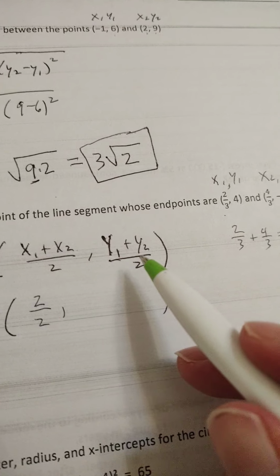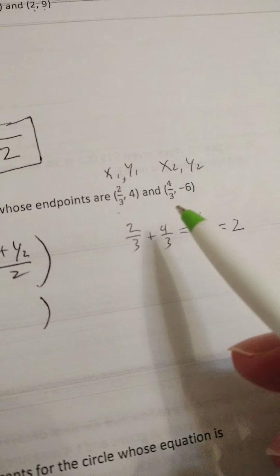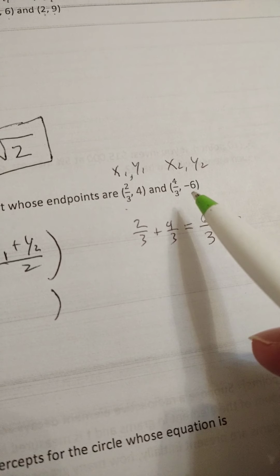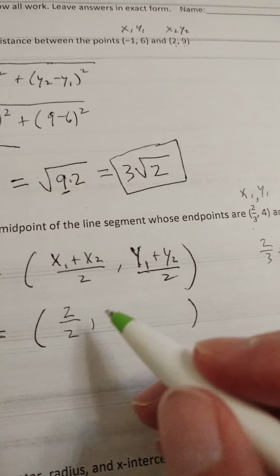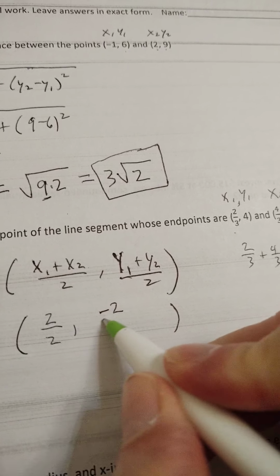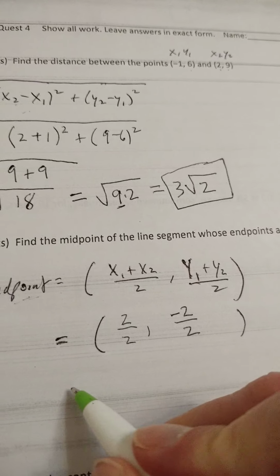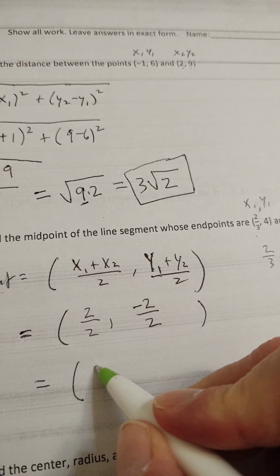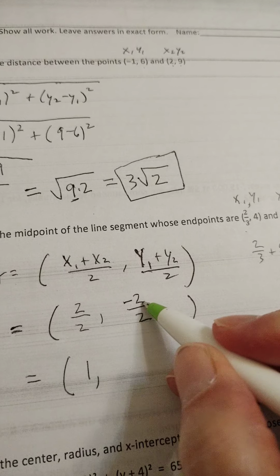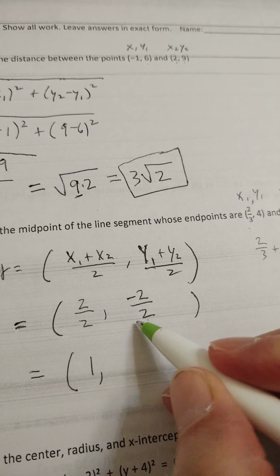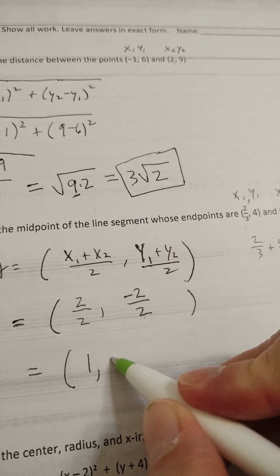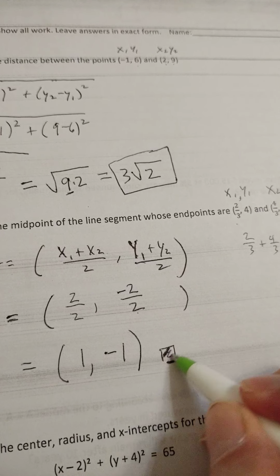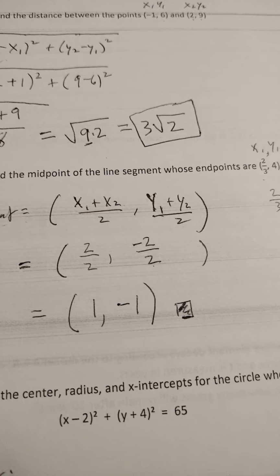And now let's add the y's and put it over 2. So the y coordinates, what is 4 plus a -6? It's a -2. And then over 2. And then you want to simplify. Don't stop there. What is any number divided by itself? 1. And here again, 2 over 2 is 1, but a negative over a positive is negative. So I'm going to write -1 for the y-coordinate. And that's it. We are done with that problem. We found the midpoint.